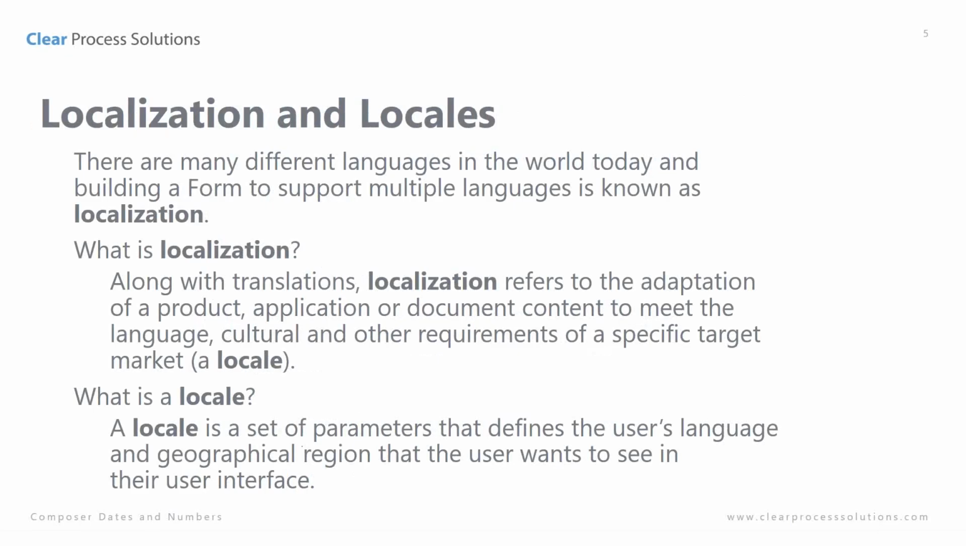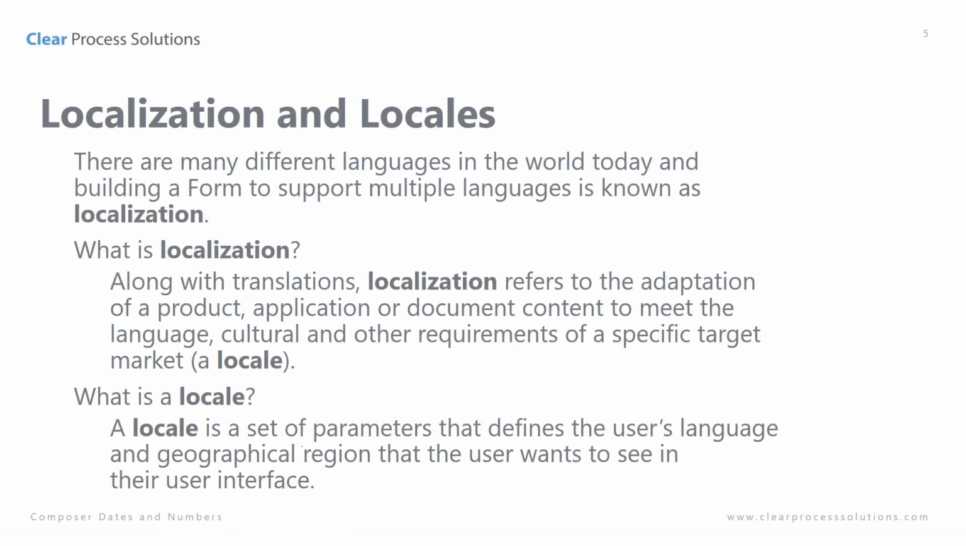We'll start off with what localization is and what a locale is. Obviously there's a bunch of different languages in the world today, and when you build your form, you want to be able to support all these different languages, and that in itself is considered localization. Localization a lot of times is thought of as just translating all the labels. Well, there's a little bit more to that because you want your form to adapt to the different languages and the regions within the different languages so that it's more user-friendly and you see the data in your own specific formats. And that's where the word locale comes in.